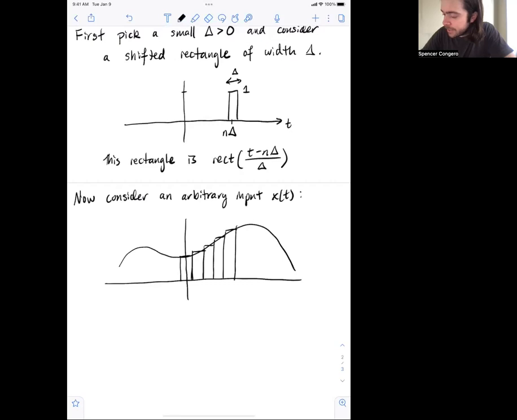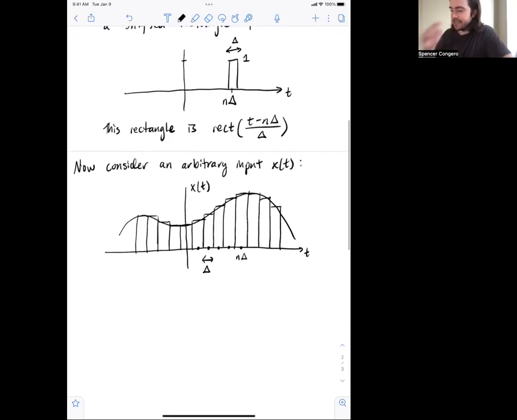Okay, just a picture, you get the idea. Let's draw a few more. Maybe some on this side. Okay, you get the point. These are all going to be located at these points, which are all of the form n times delta. They all have width delta. This is a function of t. This is my x of t.